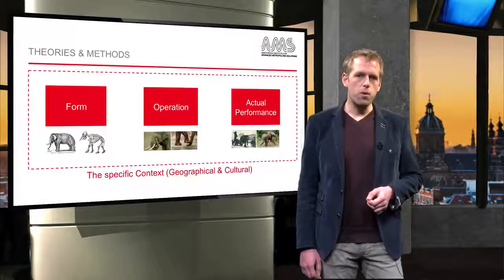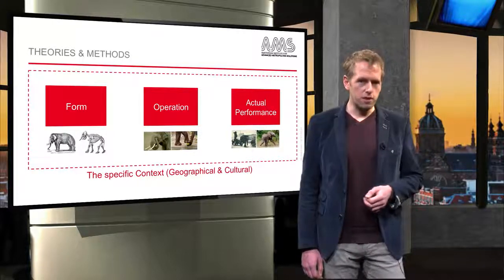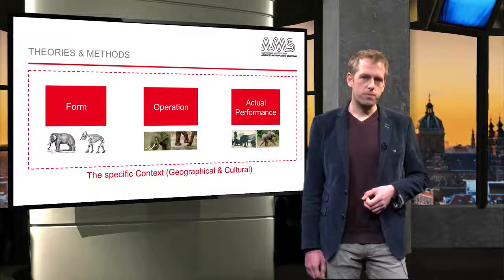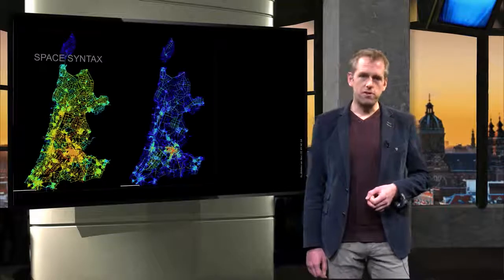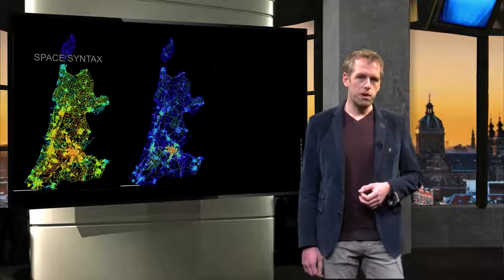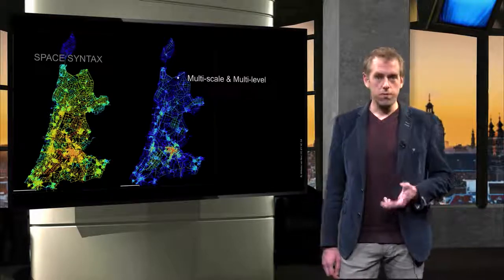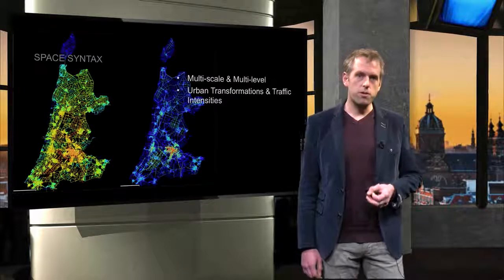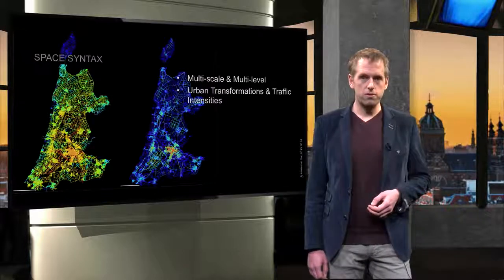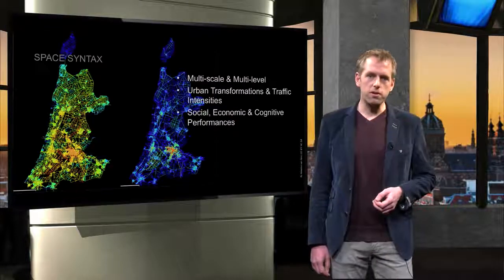The link between form, operation, and actual performance is presented in several theories on cities, albeit implicitly. Let me give you 2 examples. Space syntax, a method on how urban space networks relate to socio-economic characteristics, is multi-level and multi-scale. Form, it deals with both urban transformations and traffic intensities, velocities, and many other factors. Operation, and is about social, economic, and cognitive performances.